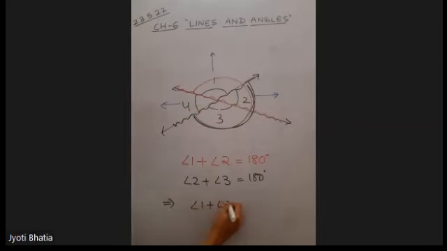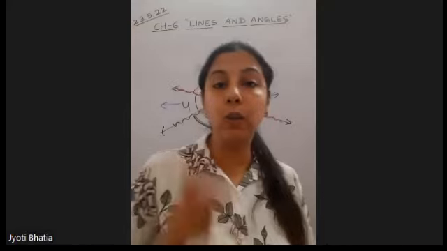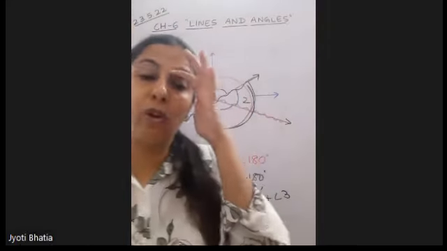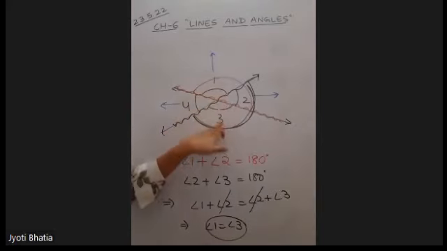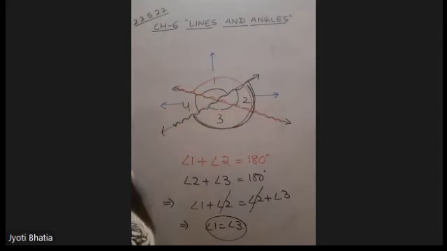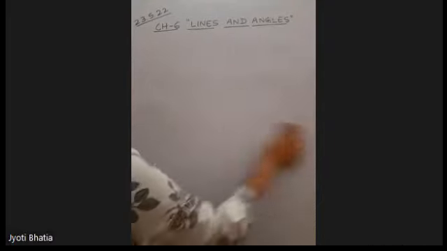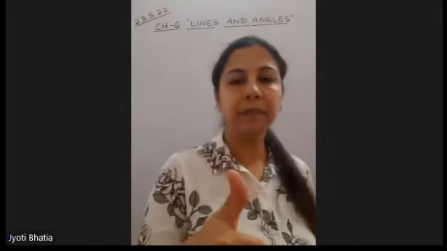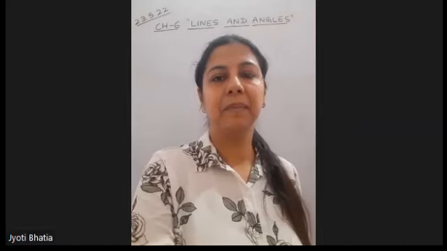Does it mean that 1 plus 2 is equal to 2 plus 3? Yes, ma'am. If you cancel 2 and 2, what will you get? Ma'am, angle 1 is equal to angle 3. So we conclude that when two lines intersect, vertically opposite angles are formed which are equal. So 1 is equal to 3 and 2 is equal to 4. Is that okay? Yes, ma'am. Okay. Great. So that's all.